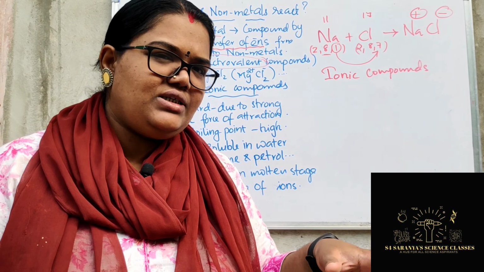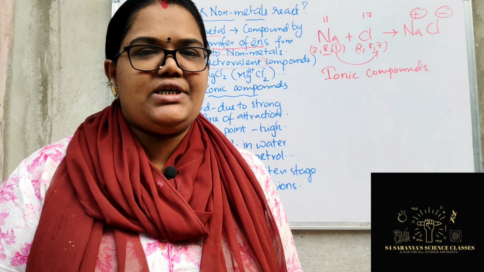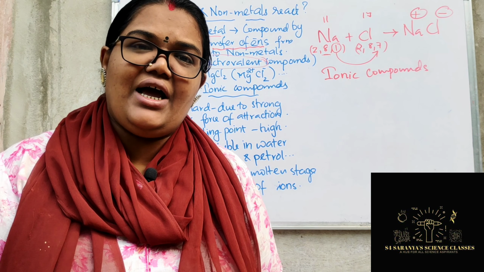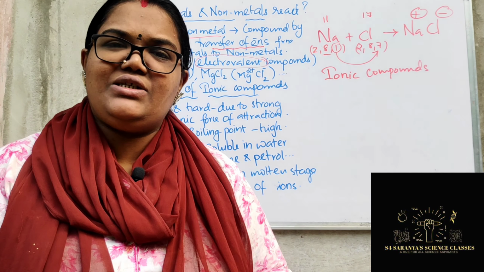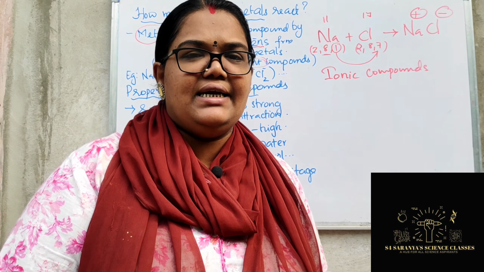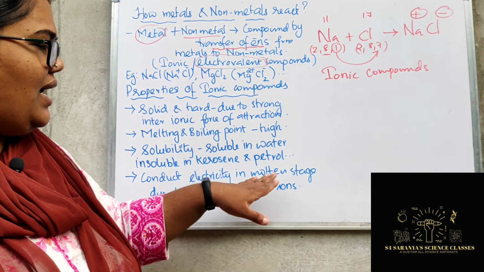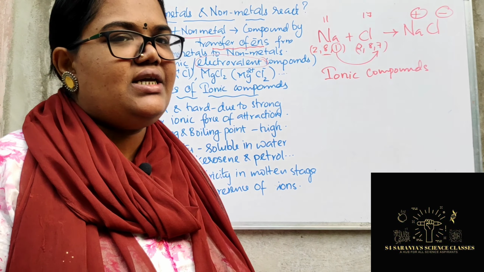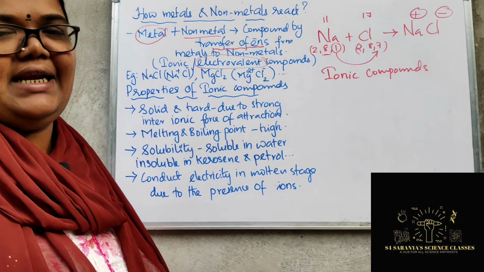But if it is in molten state, that means semi-liquid state, or in liquid state, that means fluid state, you can say that, they will easily conduct electricity because they have ions, charged particles to carry that electric charge, right? So that's why they will easily conduct heat and electricity. So they are very, very good conductors of heat and electricity at molten state because of the presence of ions. But in solid state, they will not conduct any electricity. I hope the property is really clear, right?